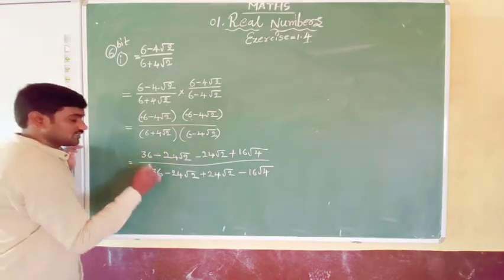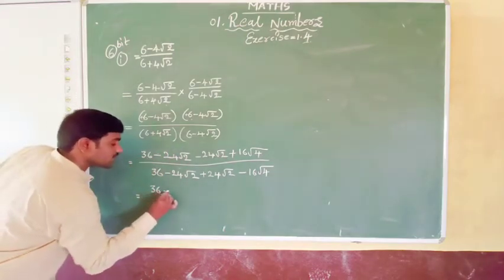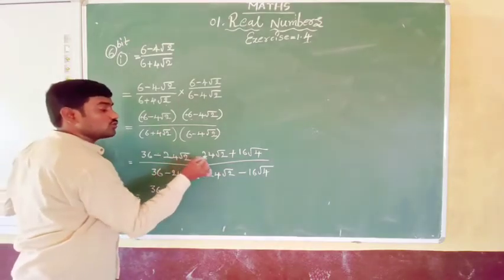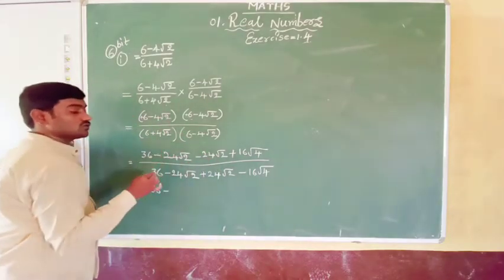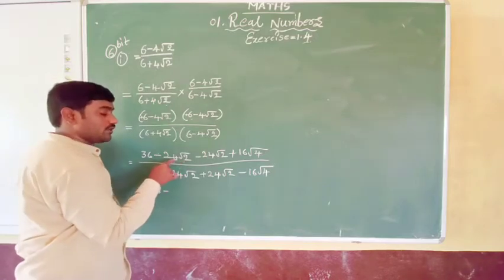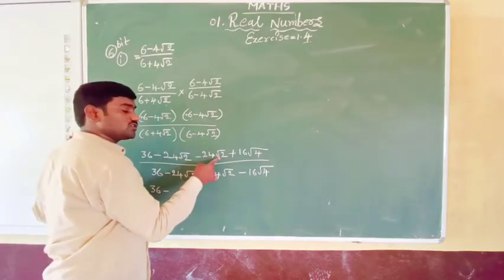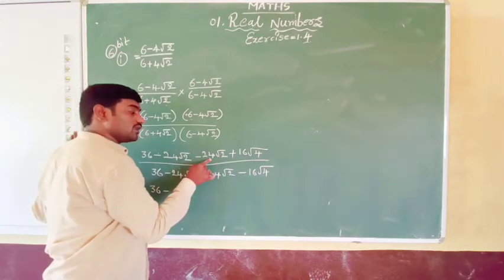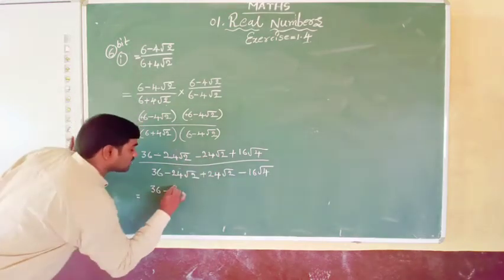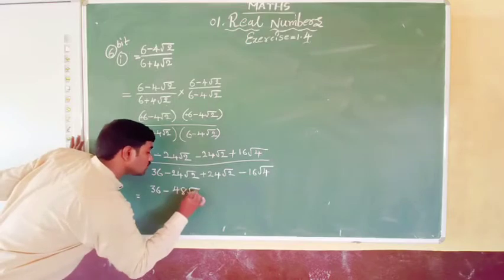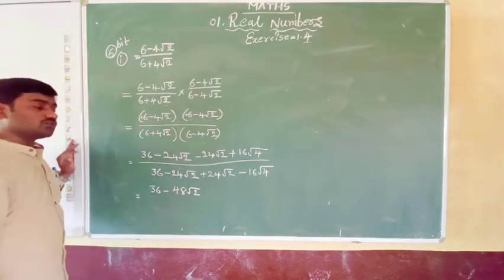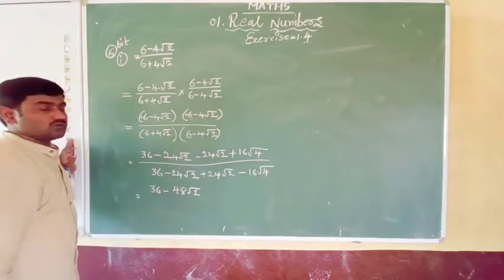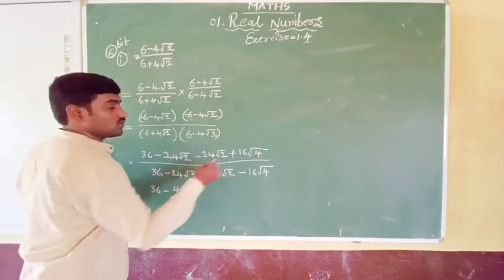Simple. Here 36, we write as 36. Here minus 24 root 2. How many root 2s are here? Minus 24. Here how many root 2s are there? Minus 24. Minus 24 root 2 and here minus 24 root 2. Total minus 48 root 2s. We get minus 48 root 2s.